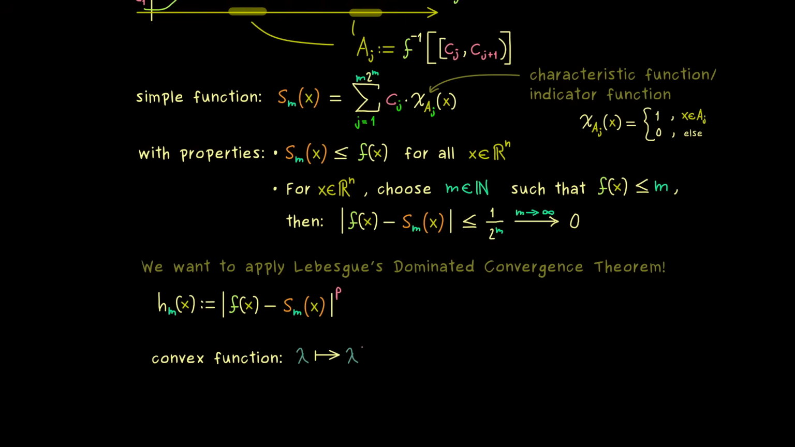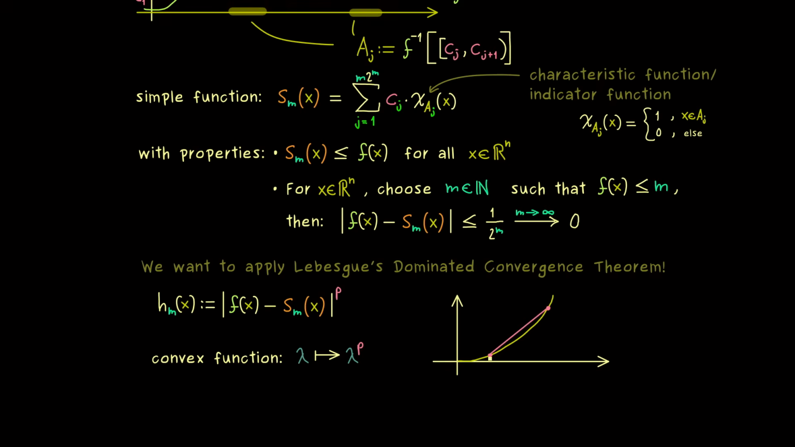And if we send lambda to the power p, what we get is a convex function. And the property convex is quickly explained. You just have to look at the graph of this function. And because it's a power greater than 1, it looks like a parabola. Only in the case p is equal to 1, we would have the straight line. And exactly such a straight line we consider when we talk about a convex function.